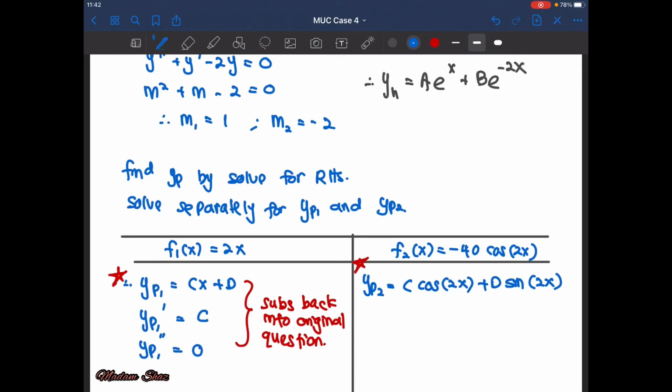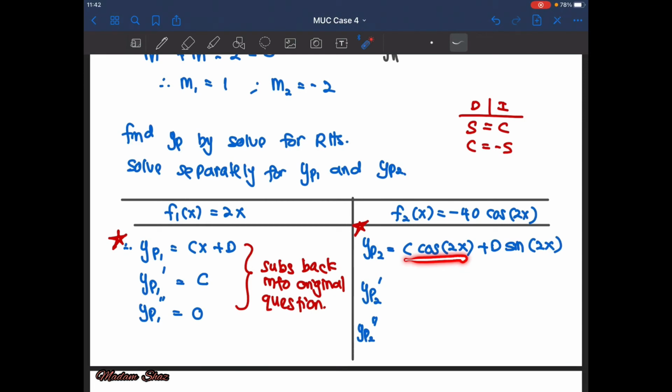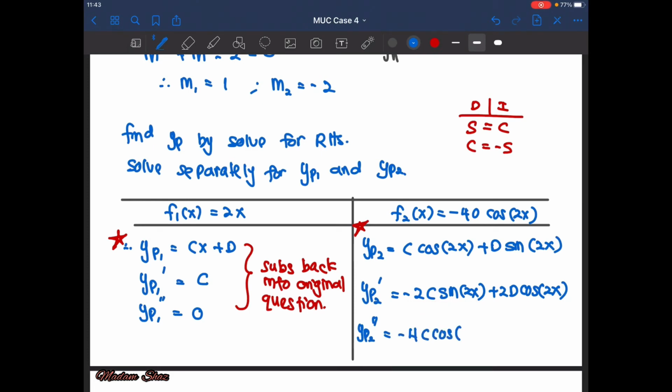So from YP2 star, you have to differentiate in order to find the yp2 prime and yp2 double prime. So differentiate c cos 2x, differentiate cos will become negative sine. So negative 2c sine 2x. Why do you have negative 2 at the front here? Because we differentiate the argument 2x, which becomes 2. Differentiate d sine 2x, differentiate sine will become cos. So this one will become 2d cos 2x. So continue to differentiate for the yp2 double prime. Negative 2c sine 2x, differentiate this one will become negative 4c cos 2x minus 4d sine 2x.